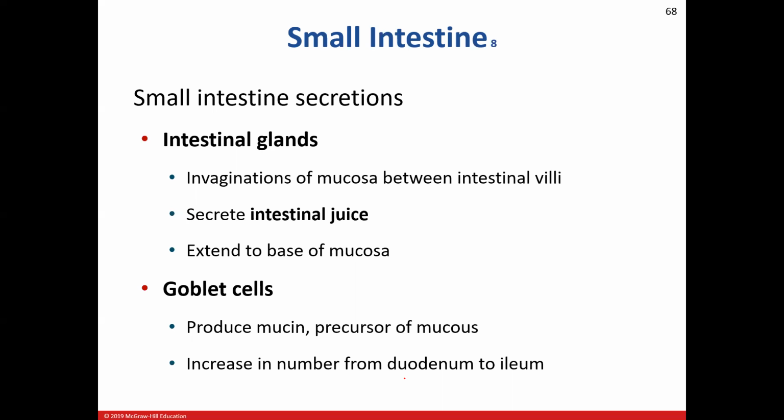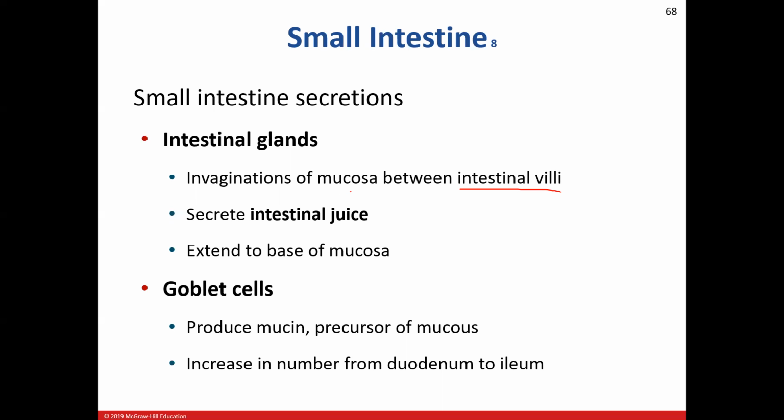So we'll see in these intestinal villi are intestinal glands. Again, their job is going to be to produce these intestinal juices, which will help to contribute to the breakdown of foods, chemical digestion there.